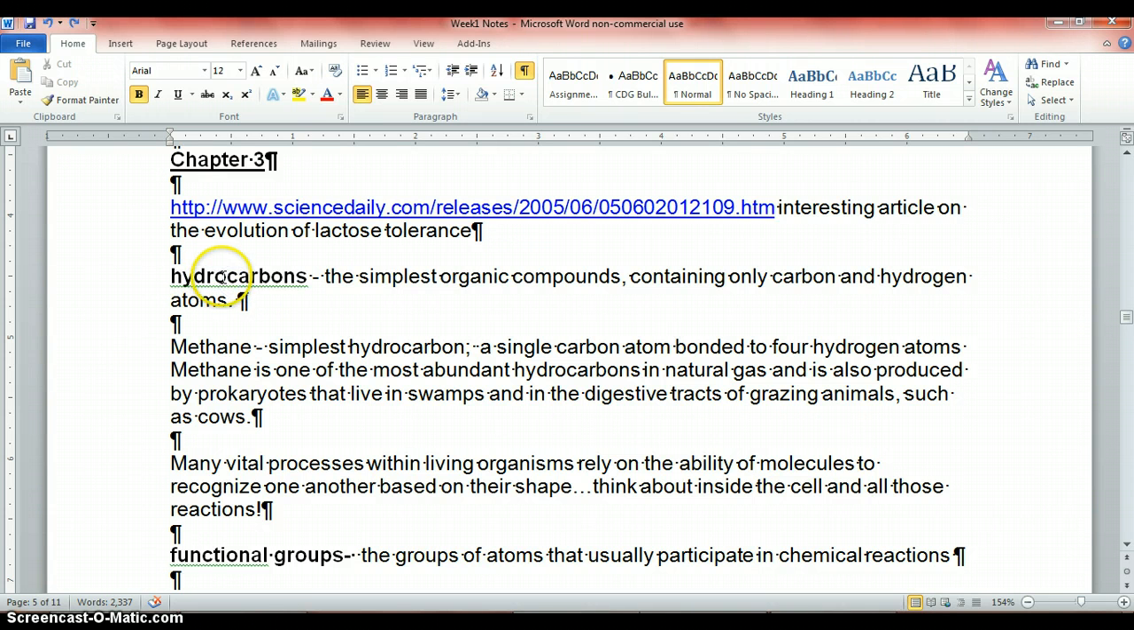So a hydrocarbon, whenever you're looking at science, think about the parts of the word. Hydro, hydrogen, carbon, carbon. So these are organic compounds made of hydrogen and carbon. The most simple hydrocarbon is going to be methane. This is produced in natural gas, by prokaryotes in swamps, and through the digestive tracts of grazing animals. Methane is considered one of the causes of global warming, so that's why we really care about methane. Let's scroll down.